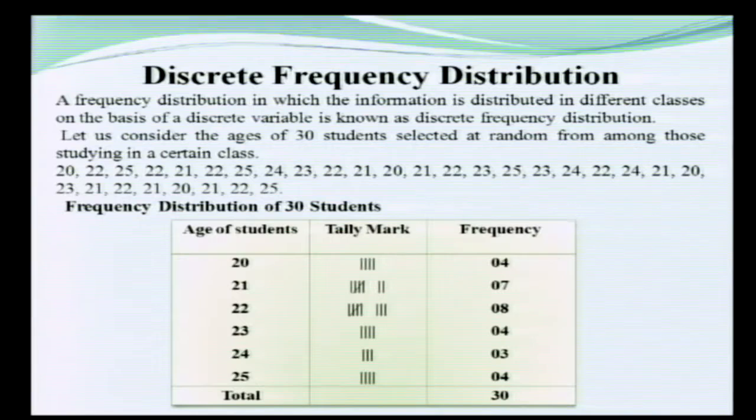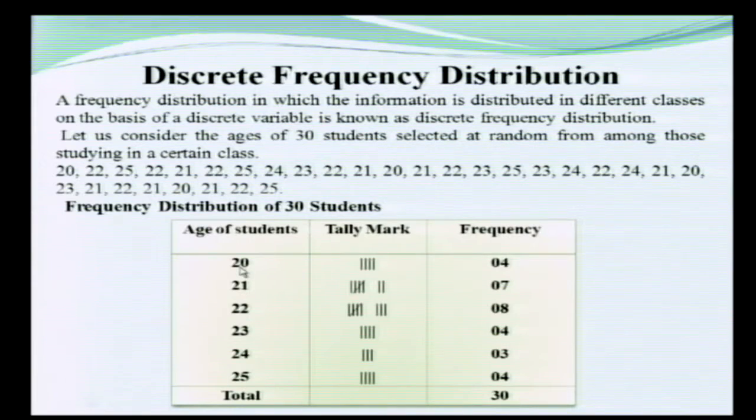Let us consider the ages of 30 students selected at random from among those studying in a certain class. So there are the 30 values of ages of the students in a class. So these 30 values have been arranged in a frequency distribution. So the different ages have been taken as the age of a student in the first column you are seeing here.